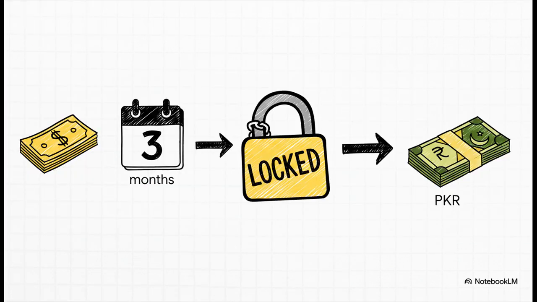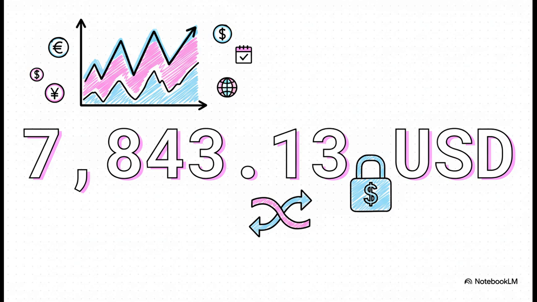So first, let's get our baseline. If we just use a simple forward contract to cover an $8,000 payment that's due in 3 months, our cost is locked in solid, just over 2.4 million rupees. It's simple, it's clear, and it's certain. Can't argue with that. Okay, now for the money market hedge.